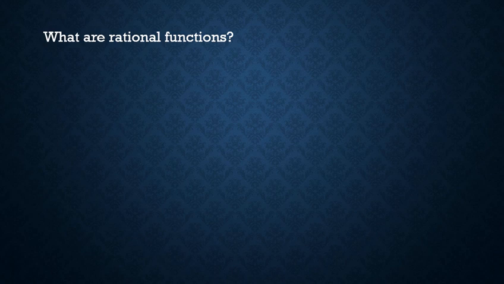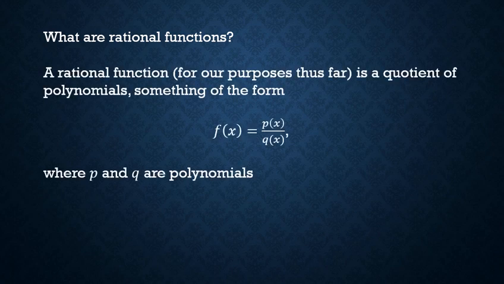In this video, we're going to change gears a little bit, and we're going to talk about rational functions and properties of graphs of rational functions. So first of all, what are rational functions? A rational function, for our purposes thus far, is just going to be a quotient of polynomials, something of the form p of x over q of x, where p and q are polynomials on their own. In general, a rational function simply means a quotient of two functions.